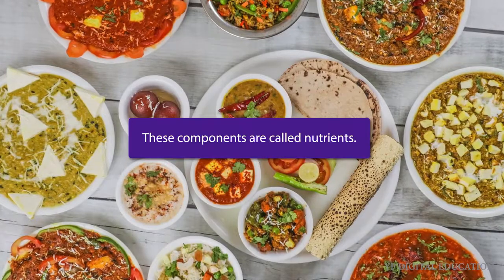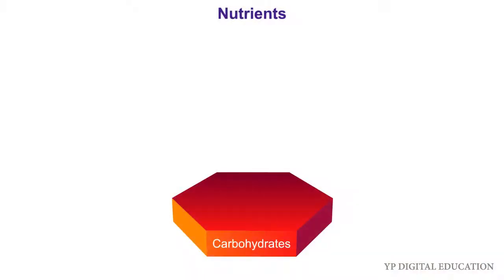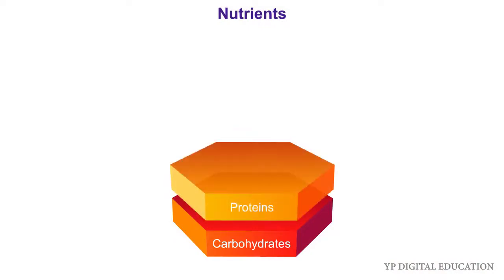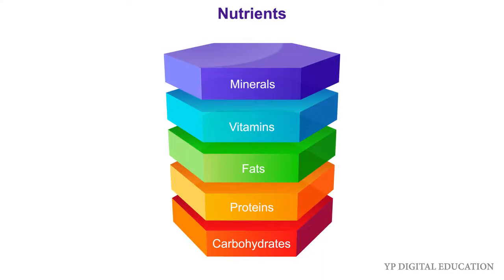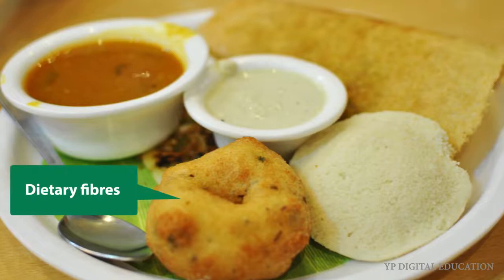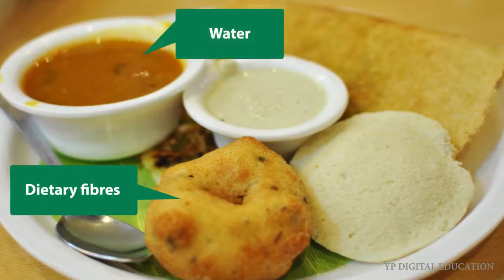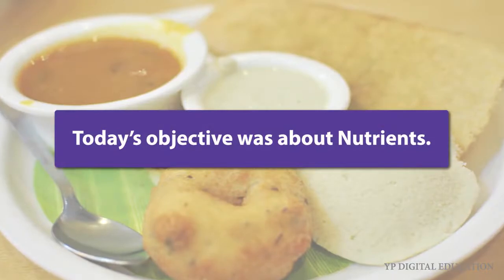The major nutrients present in our food are carbohydrates, proteins, fats, vitamins, and minerals. They are all present in the food that we eat. They are a must for our body's development. In addition, food contains dietary fibers and water, which are also needed by our body. Today's objective was to know about nutrients.